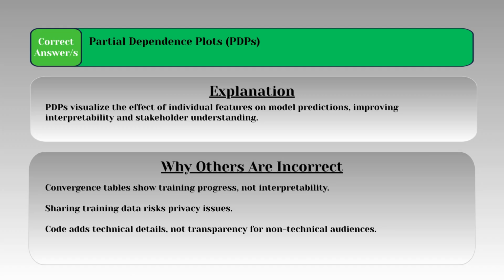Why others are incorrect: convergence tables show training progress, not interpretability. Sharing training data risks privacy issues. Code adds technical details, not transparency for non-technical audiences.